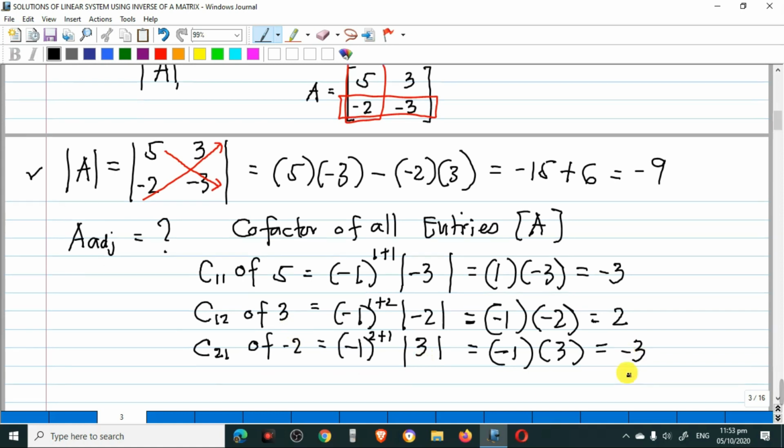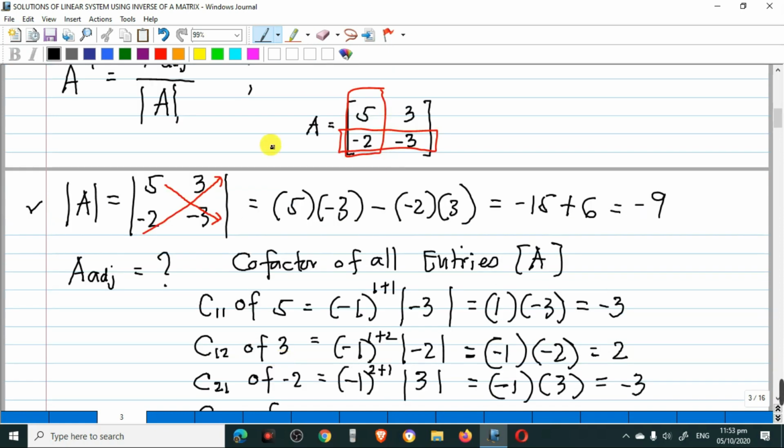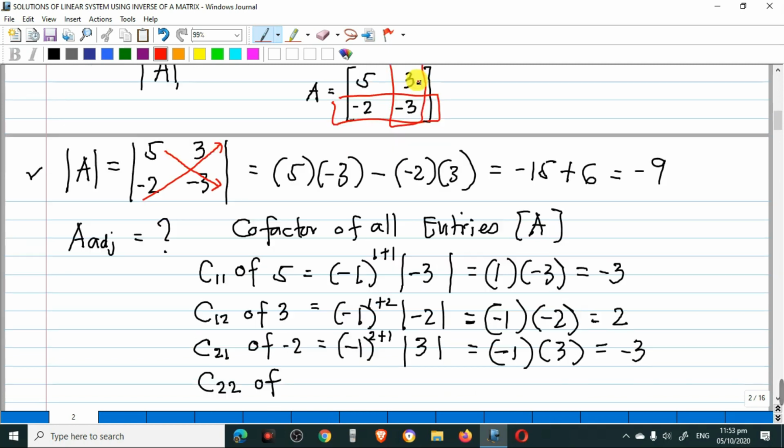Yan. Nakatatlo na tayo. Isa na lang natitira. Last one is the cofactor of the second row and second column element, or simply the cofactor of negative 3. Okay? Tanggalin ko ulit yung markings natin. Then do the markings. We have here the second row and the second column. Okay? 2 plus 2 tayo. This is the cofactor of negative 3 na. So this is equals to the negative sign again. And we have 2 plus 2. And multiplied by the determinants of the remaining entry, we have 5.